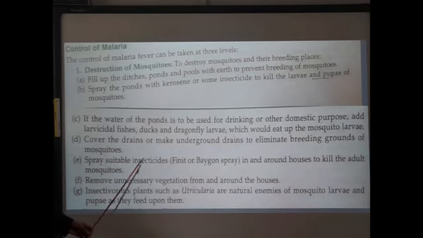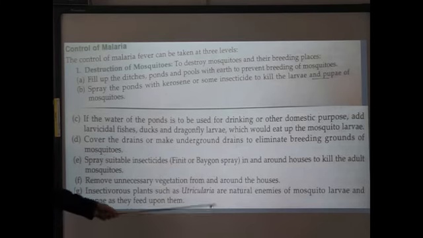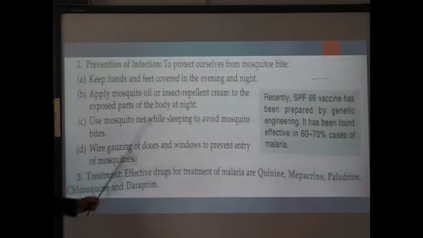Spray insecticides. We need organic sprays so that they can kill the other mosquitoes. Remove unnecessary vegetation from around the houses. Insectivorous plants, such as Utricularia, which are natural enemies of the mosquito larvae, can be introduced, as they feed on the larvae of mosquitoes. These are the control measures of malaria.